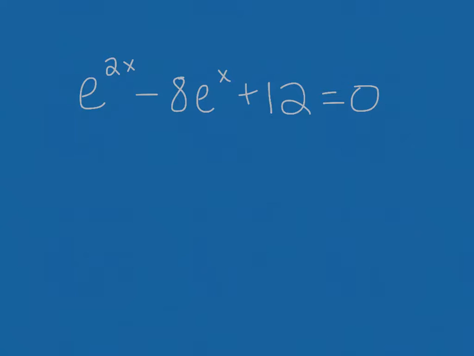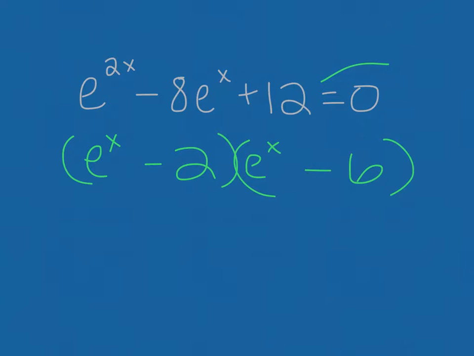E to the 2x, when you factor that out, is just e to the x times e to the x. Because if you think about when you multiply those two together, x times x is 2x, right? You add the exponents. So then I'm looking for the factors of positive 12 that sum to negative 8. So positive 12 would be 1 and 12 and 2 and 6. And they both have the same sign, so I can use negative 2 and negative 6.